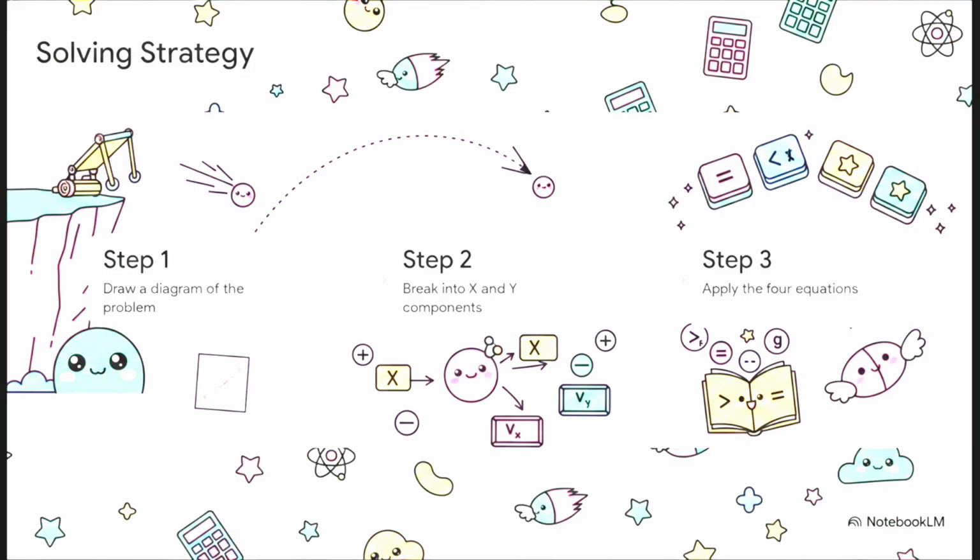Now, to solve this, we need a flawless, overarching strategy. Step 1 is always draw a diagram to visualize that trajectory. Step 2 is breaking our initial launch velocity into separate x and y components. And Step 3 is applying our 4 cheat code equations. Honestly, this simple 3-step roadmap is your key to winning pretty much any projectile problem you'll ever face.